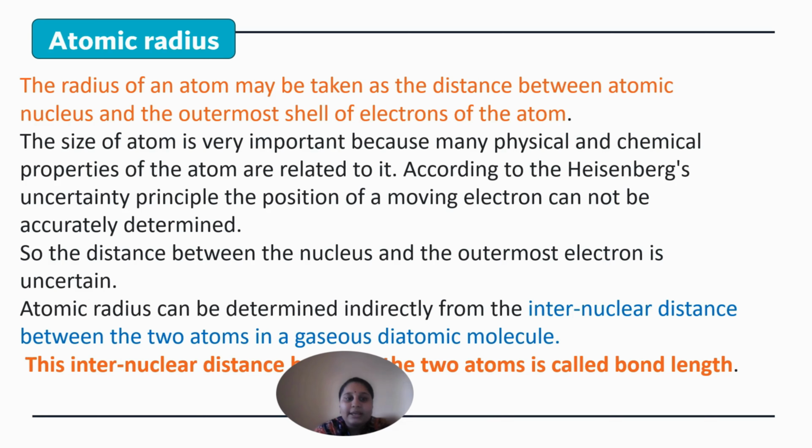So, atomic radius can be determined directly or indirectly from the internuclear distance between the two atoms in the gaseous diatomic molecule. This internuclear distance between the two atoms is called bond length.